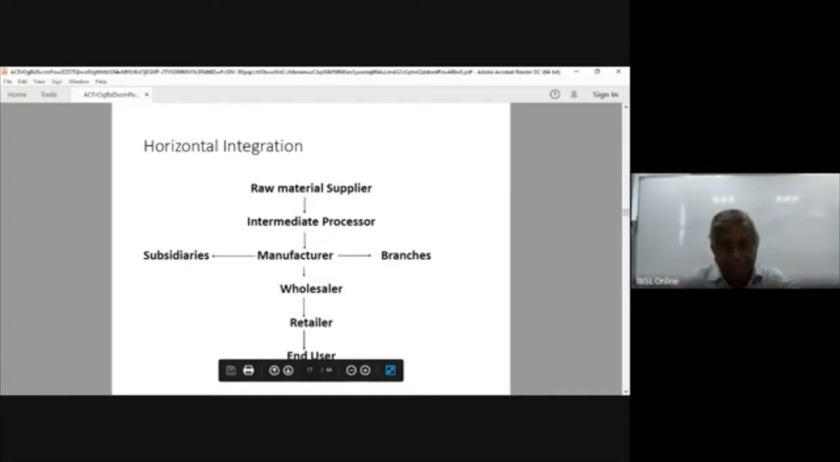Activity is expanded at the same level to other areas by establishing branches or subsidiaries. Expanding to the other area is horizontal integration. Right. What is the benefit? Is there any benefit from this integration? Yes. What is the benefit?